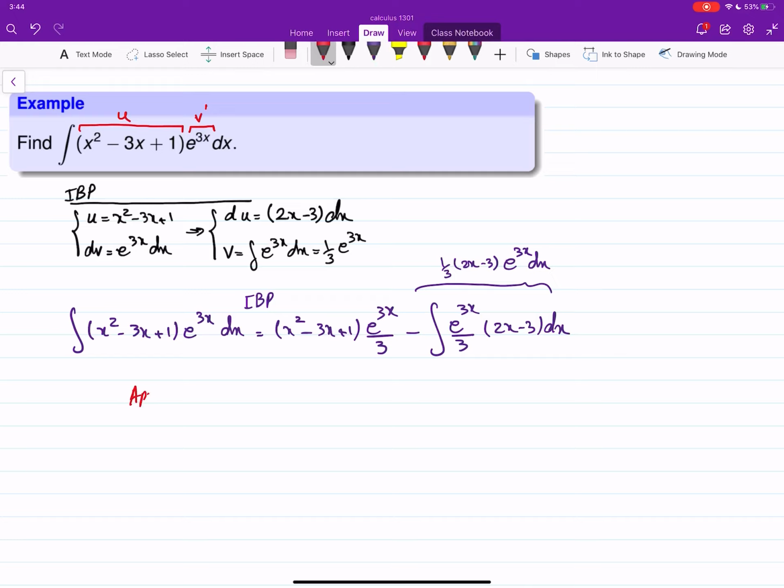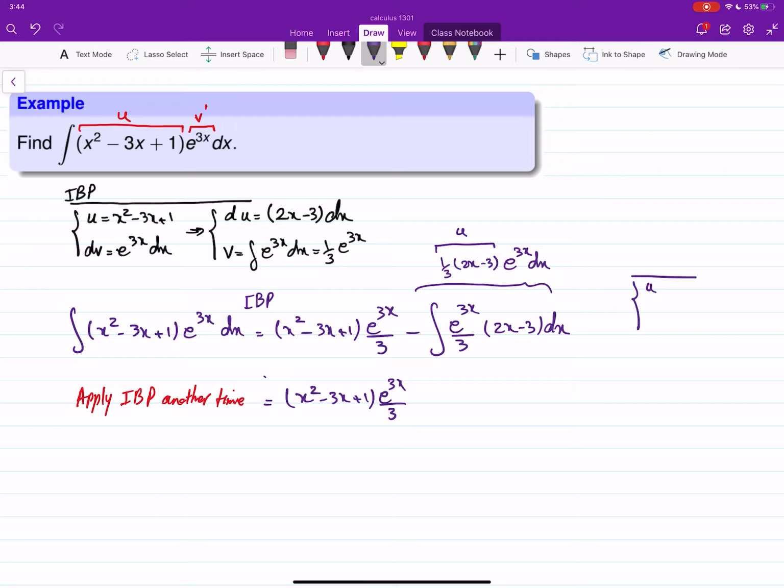Apply IBP another time. It means that, well, for that very last term, you choose what is u this time, what is v, another u and v, and then apply the IBP and go ahead and do the integration. So here I would do, so this part I'm not going to touch. That's what we have. That is already integrated part. But for this one, I will take this one as u.